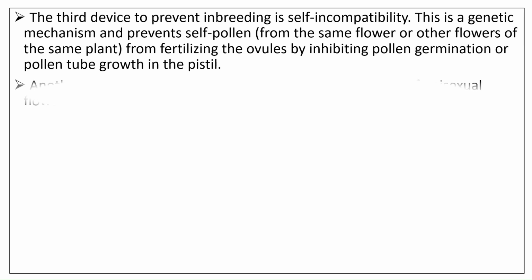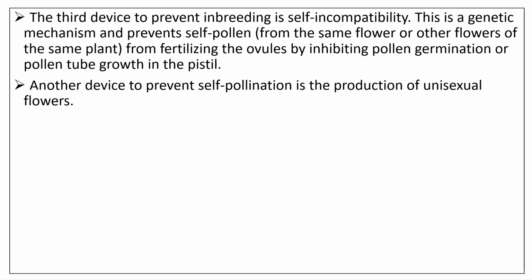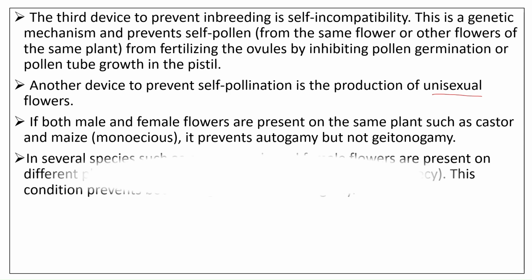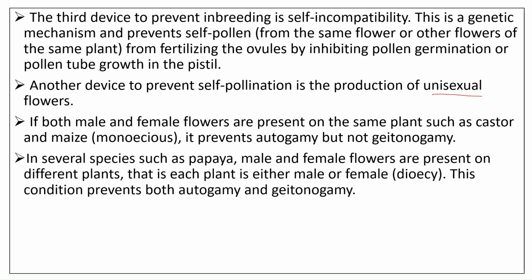Another device to prevent self-pollination is the production of unisexual flowers. If both male and female flowers are present on the same plant, such as castor and maize, monoecious, it prevents autogamy but not geitonogamy. In several species such as papaya, male and female flowers are present on different plants, that is, each plant is either male or female, dioecious. This condition prevents both autogamy and geitonogamy.